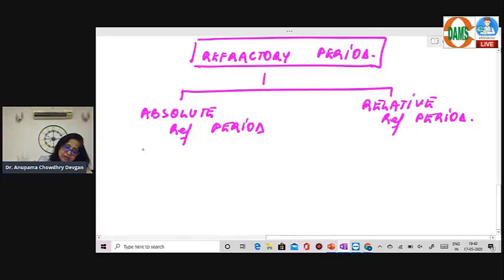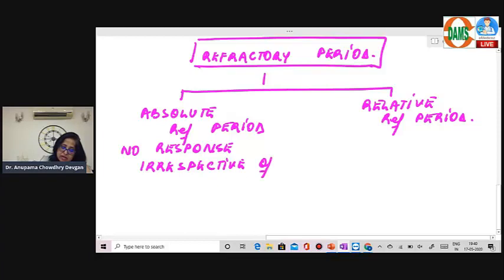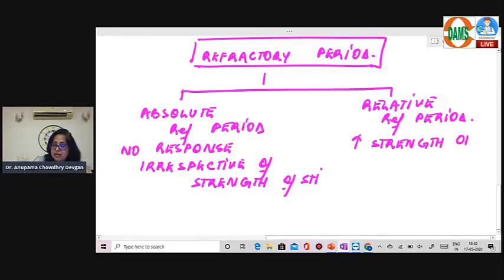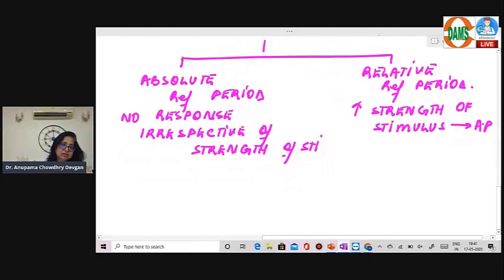Absolute refractory period means there is absolutely no response, irrespective of the strength of stimulus. And what is the relative refractory period? That means if I increase the strength of stimulus, I can get a response. Response means action potential. In the absolute refractory period there is absolutely no question of action potential, and in the relative refractory period, if you increase the strength of stimulus, you will get a response.